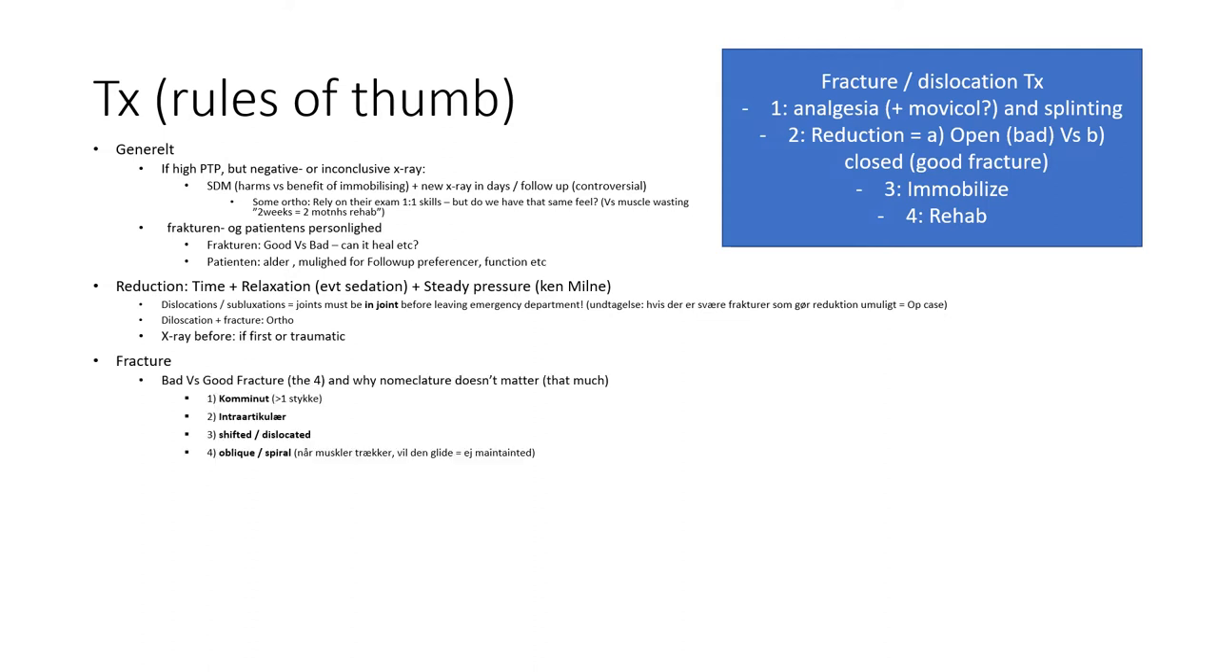Okay, so fractures can be good or bad, according to Arun Sayal. And this is where he says there are some pearls in all of the classifications. As I understand it, he's tried to boil it down to these four that are important in all fractures. Is it comminuted? Is it intra-articular? Is it shifted, like dislocated? And is it oblique? If it is any of these things, then there's a high risk of this being a bad fracture. It will not necessarily heal on its own.